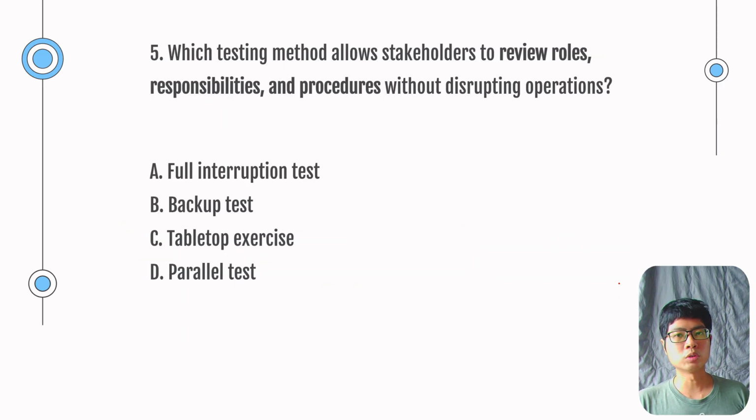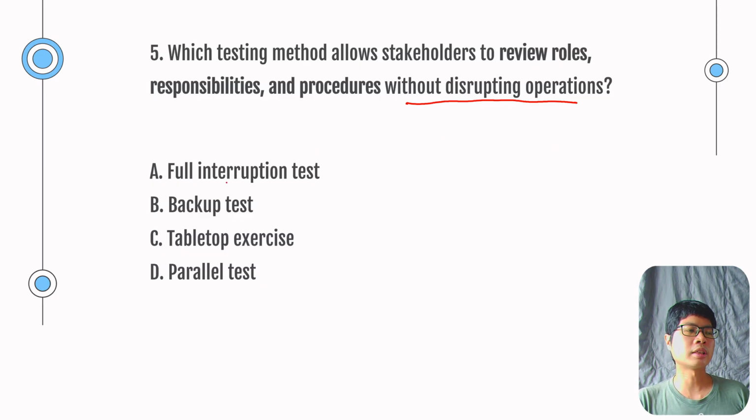Okay, moving on to question 5. Which testing method allows stakeholders to review roles, responsibilities, and procedures without disrupting operations? So the keyword here is without disrupting operations. So we don't want to disrupt the normal day-to-day BAU, or the business as usual, that's happening.